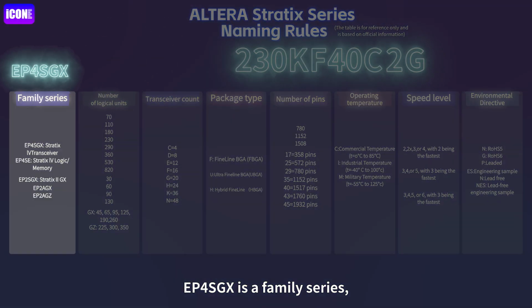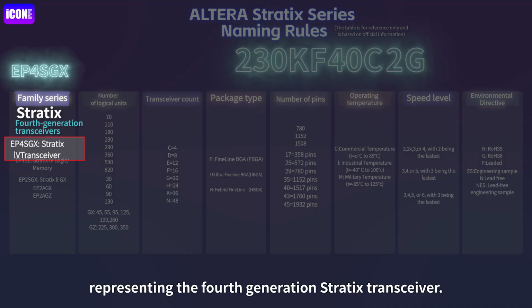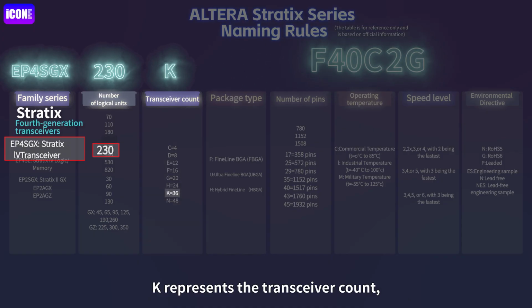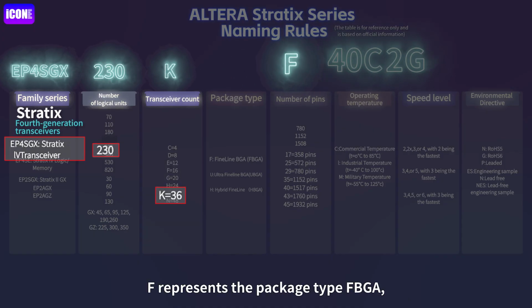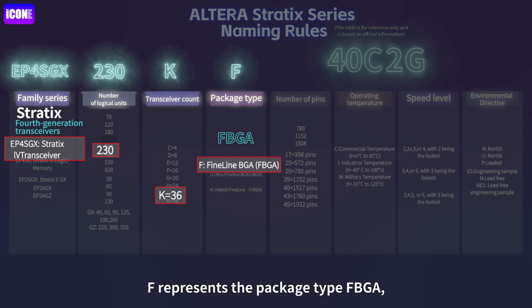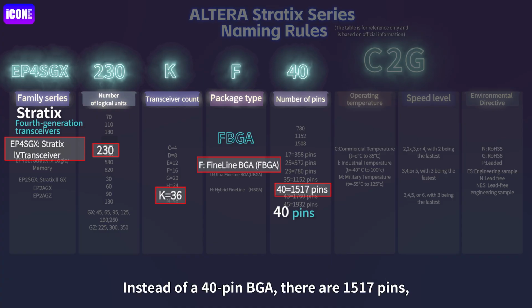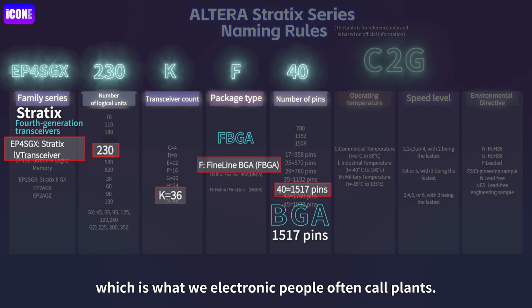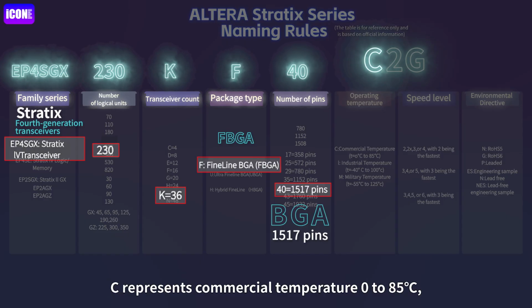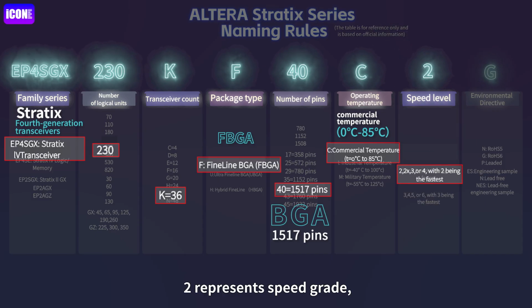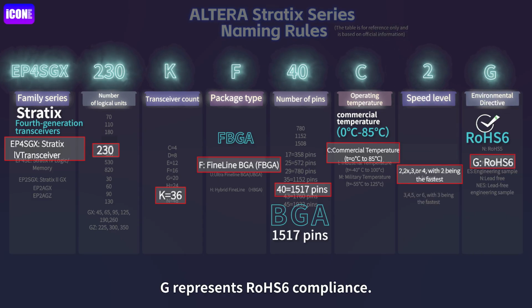EP4SGX is a family series representing the 4th generation Stratix transceiver. 230 represents the component density of 230. K represents the transceiver count, which corresponds to 36. F represents the package type FPGA, and 40 represents the pins. Pay attention to the quantity here. Instead of a 40-pin BGA, there are 1517 pins, which is what we electronic people often call balls. C represents commercial temperature 0 to 85, 2 represents speed grade, G represents RoHS6 compliant.